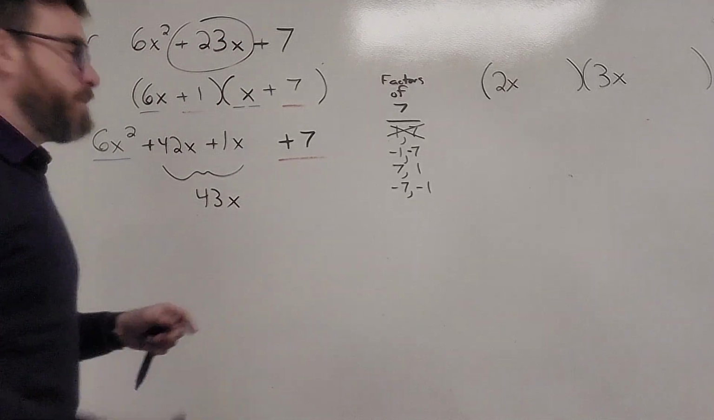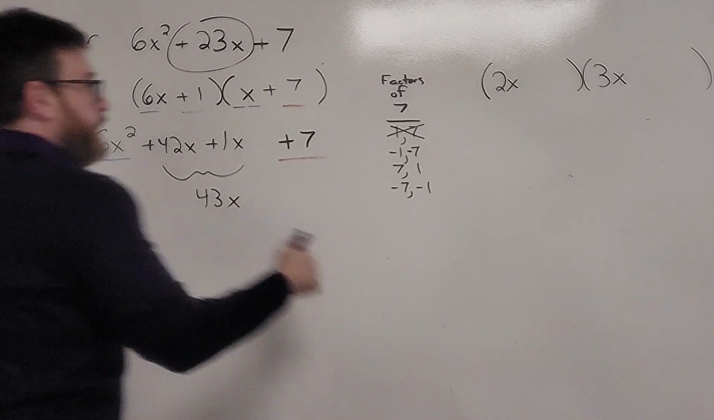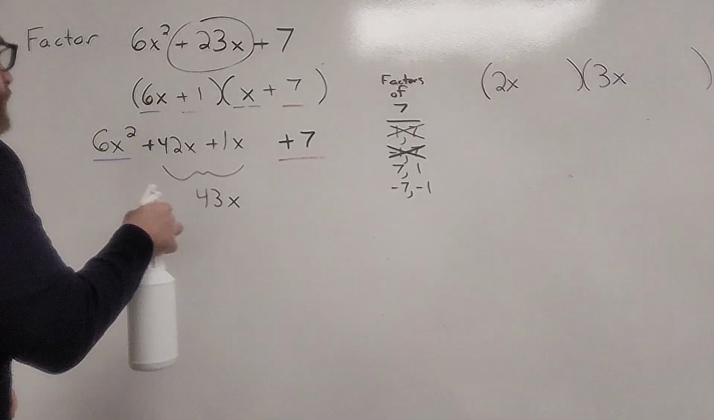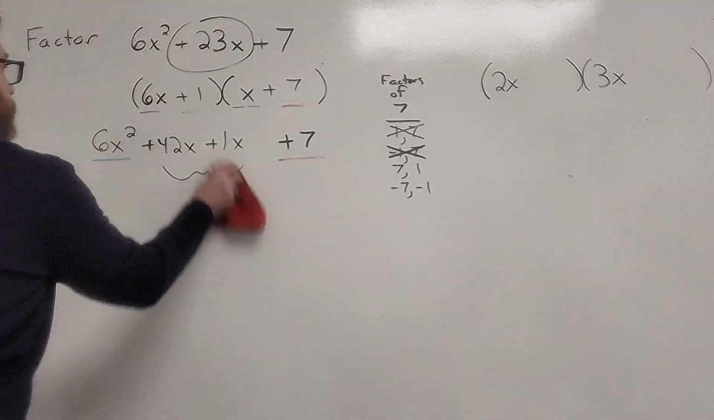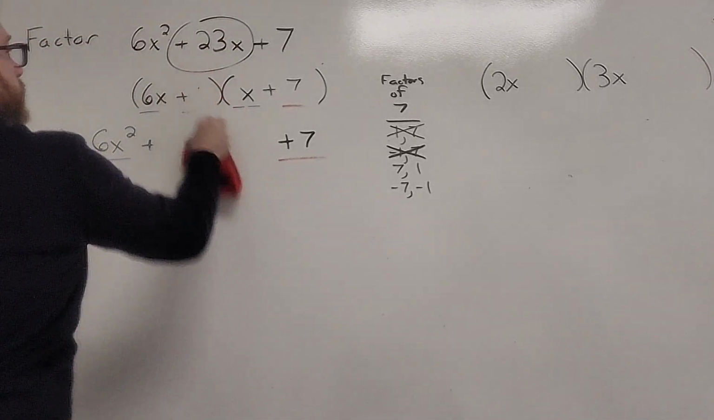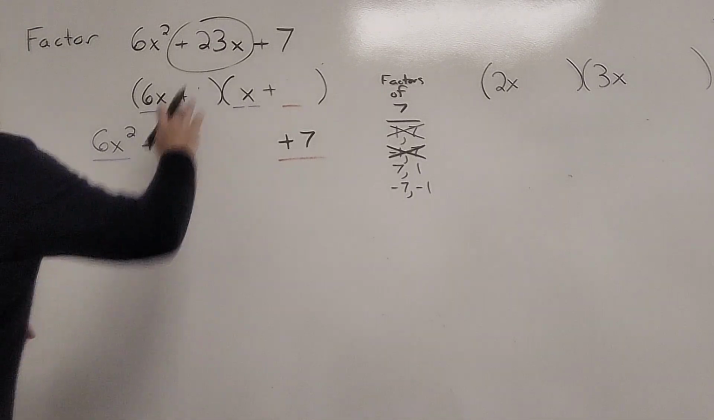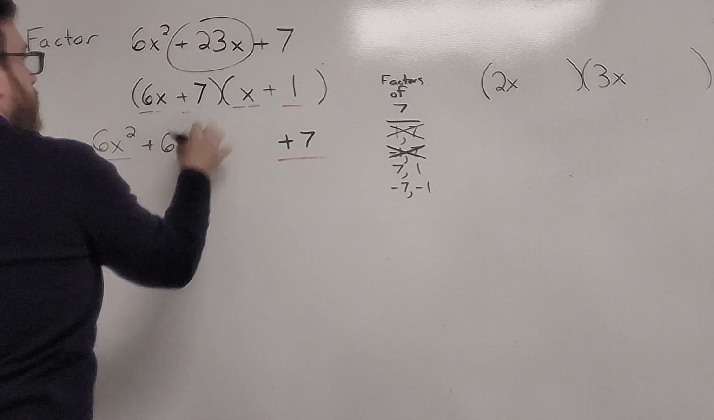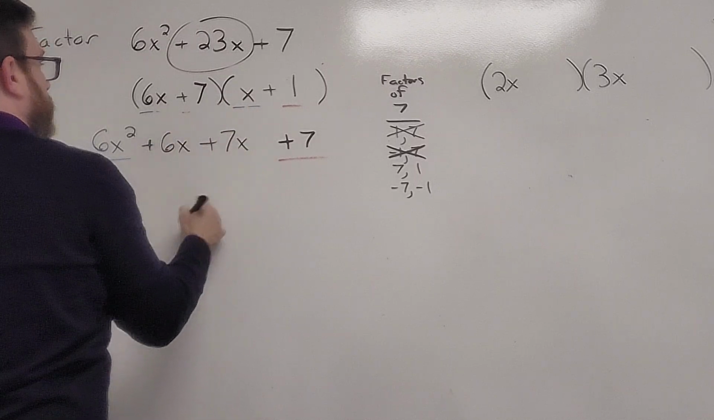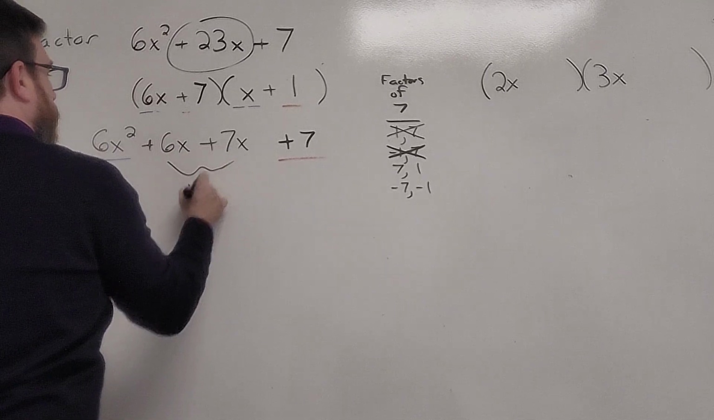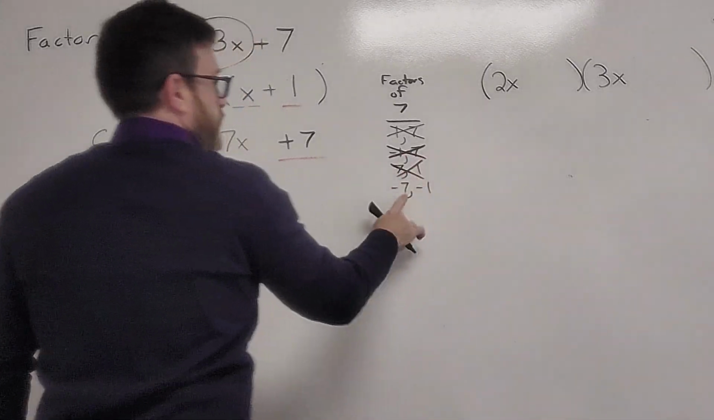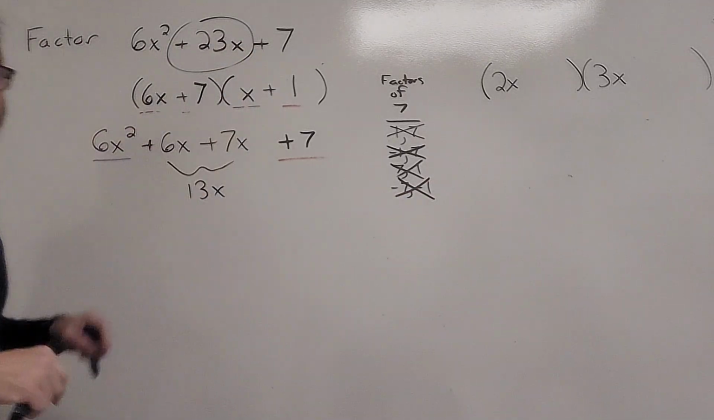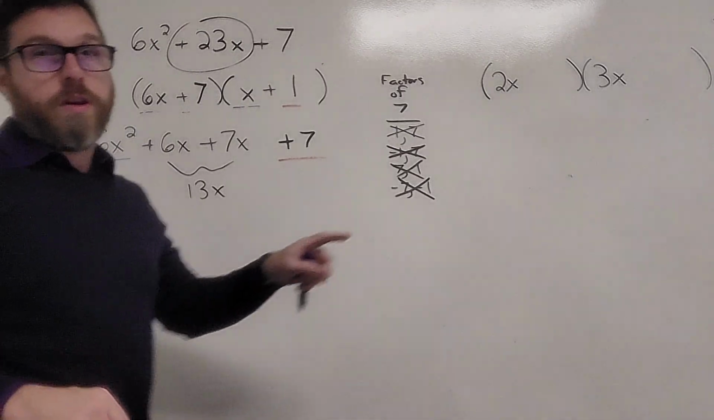What's nice is if you do the opposite sign, it's going to give you a negative 43x. So I'll have to check that one as well. Let's try the 7 and 1. So outside is going to be 6x. Inside is going to be 7x. So that gives us 13x, not quite 23x. So I know this is not going to work. This is going to give us a negative 13x, so that's not going to work. So we can see that the 6x and the x, that's not the way. So we're going to try this one.